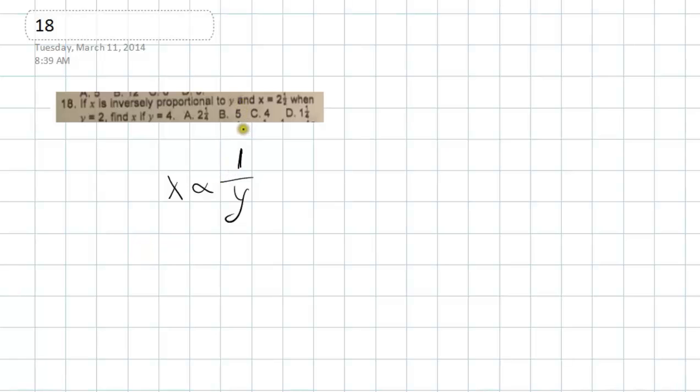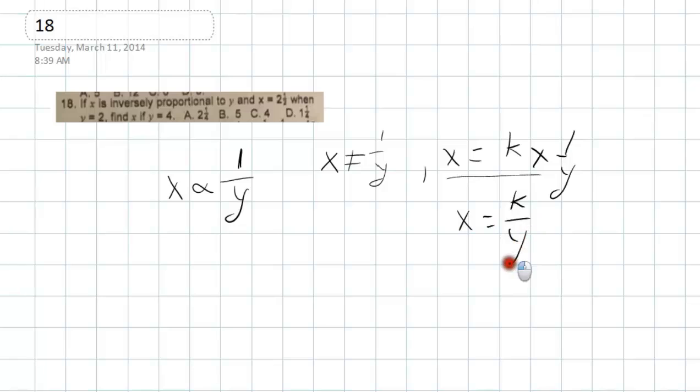And we also know that x is not 1 over y. It's proportional to 1 over y. So x is equal to k times 1 over y. Okay, this is what they mean when they say directly proportional to. So that means I can simplify this a little bit and say that x is equal to k over y, right? So now I have this part, and now I want to solve for k.